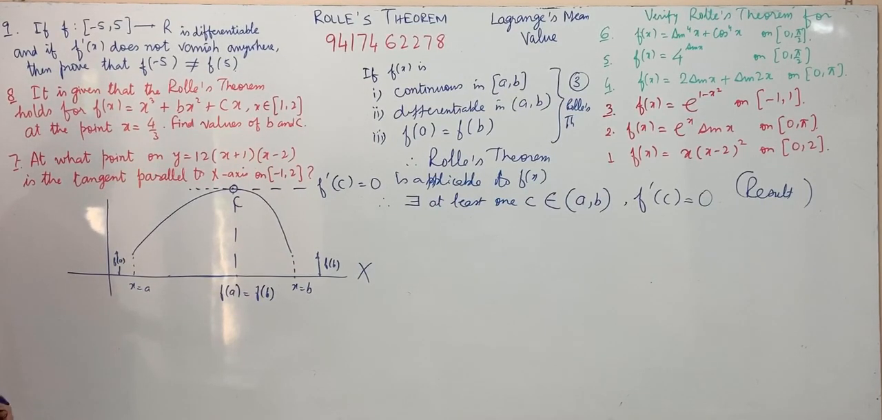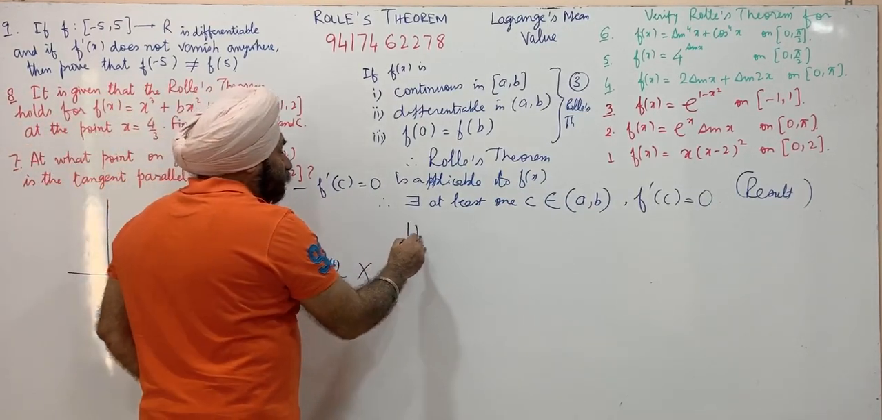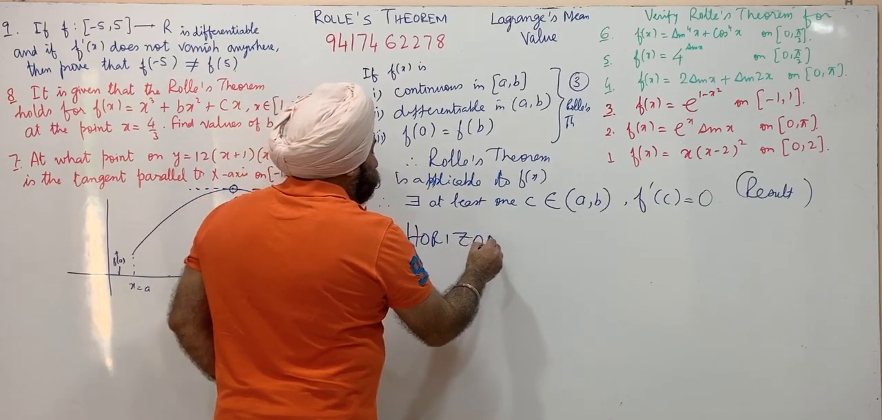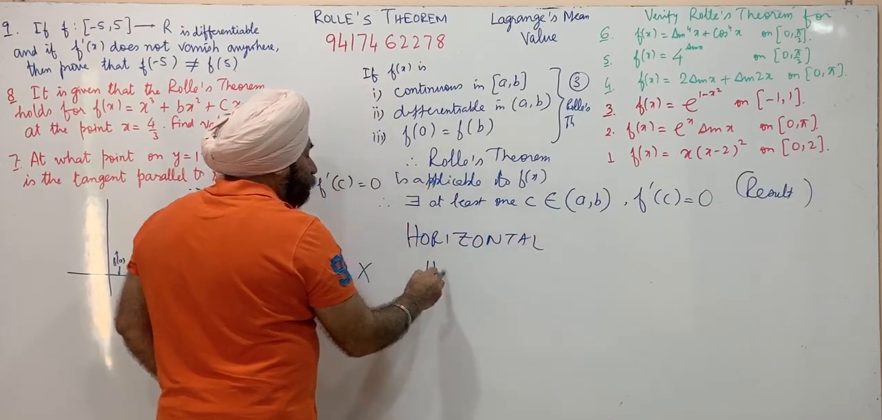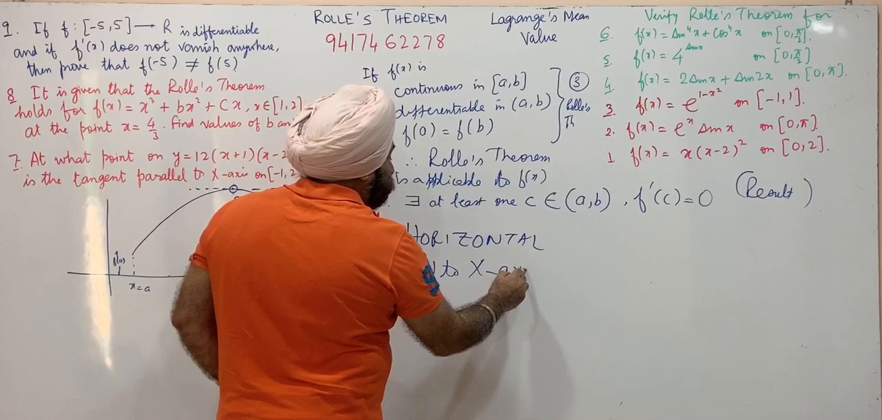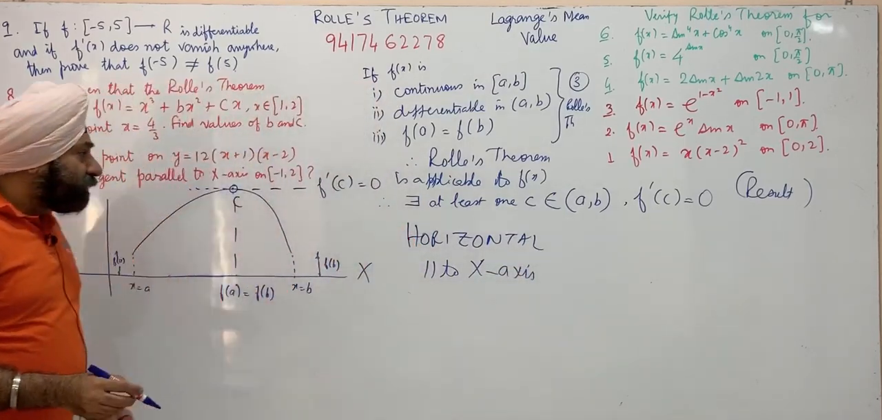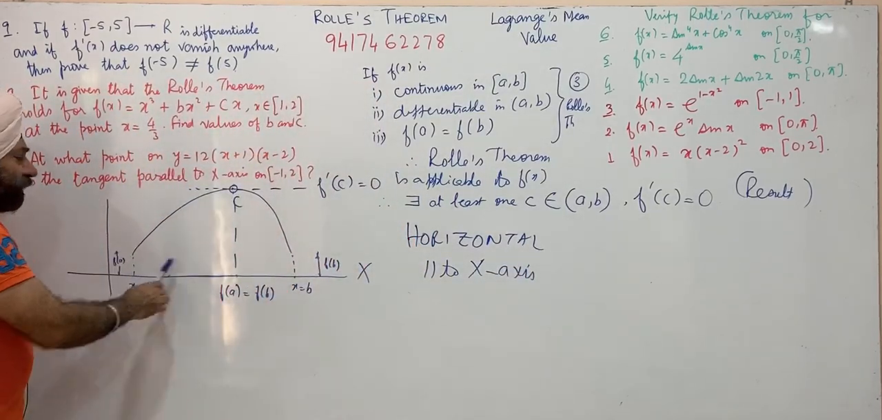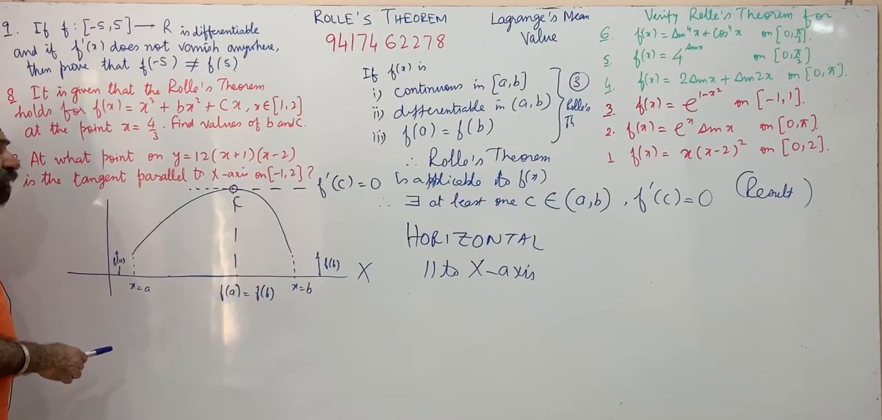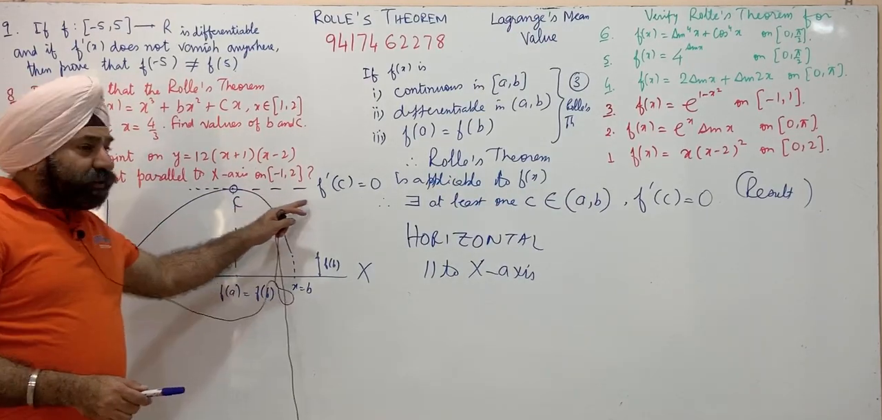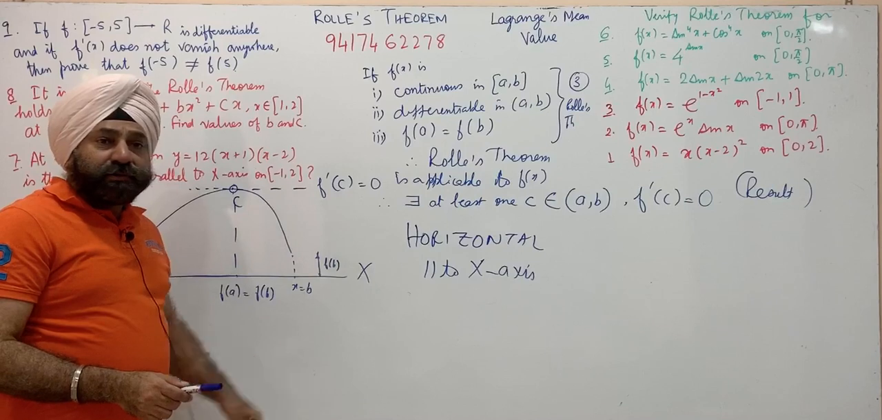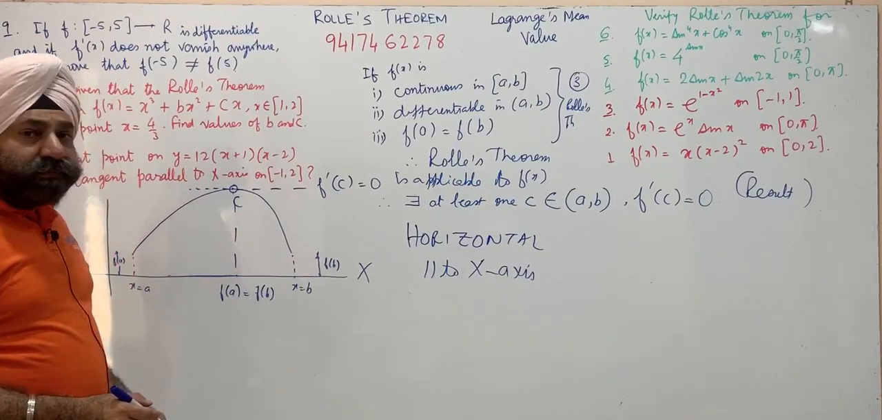So what is c in Rolle's theorem? It's the point of horizontal tangent. So the tangent here is horizontal, or you can say parallel to the x axis. So we find such a point c lying in the open interval a to b, where the derivative of the function is 0, where the tangent is horizontal or parallel to the x axis.